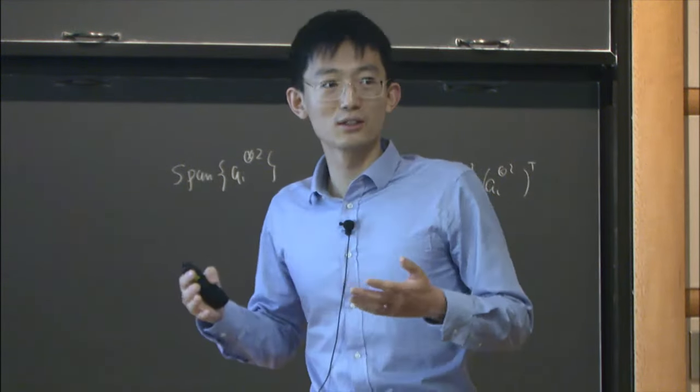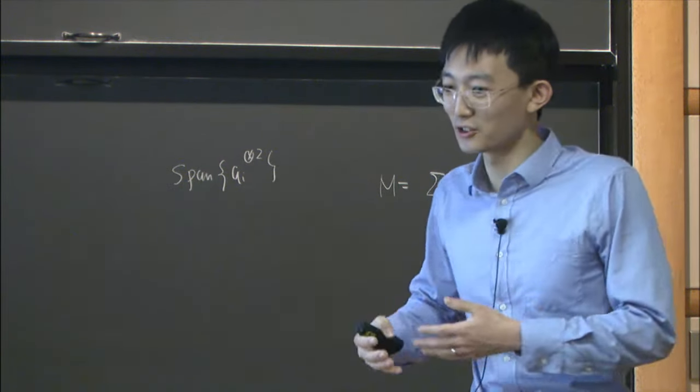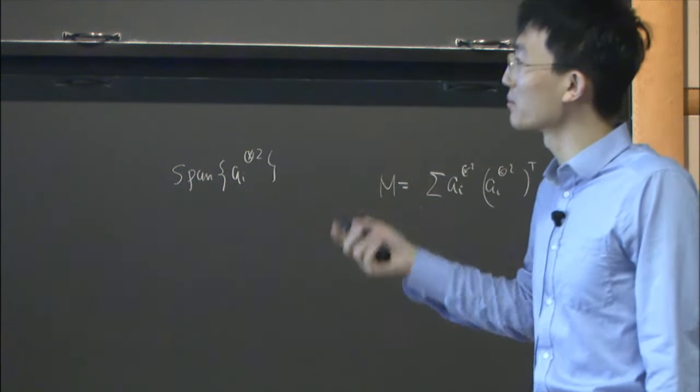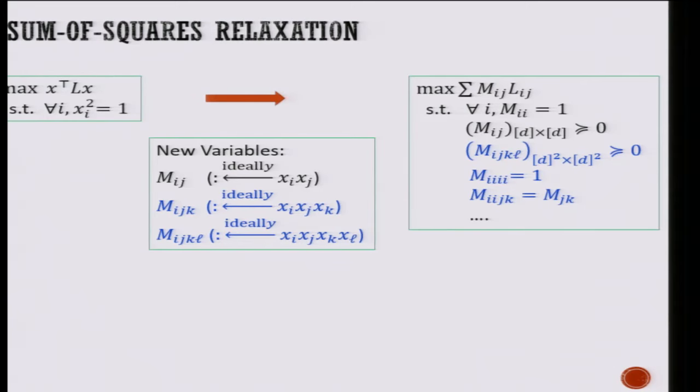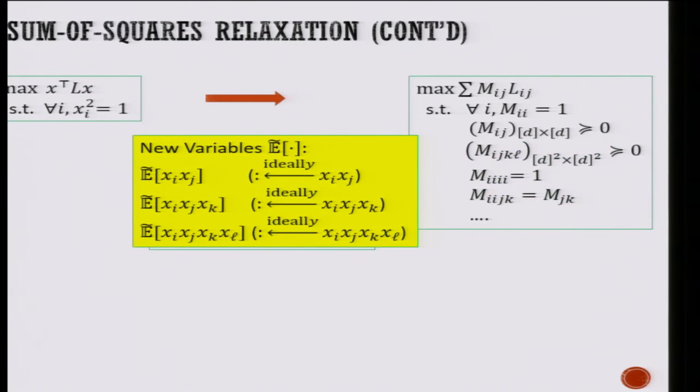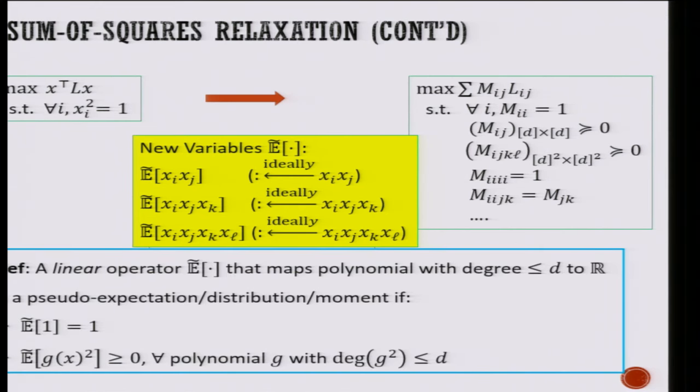We can also have other kinds of constraints, and you can see that it quickly gets messier and messier because you don't even have a good way to describe these constraints. So we need a different notation or language to describe this idea. We change notation: now we write M_ij as E tilde of x_i x_j. E tilde is a function that maps monomials to numbers. This is just a different notation. We also linearize this E tilde so that it maps all low degree polynomials to real numbers, so it's a linear operator.